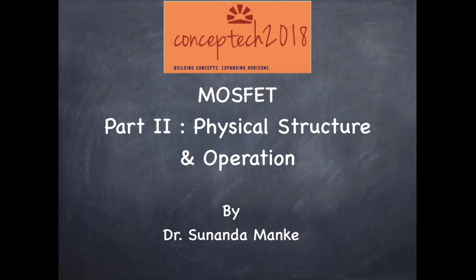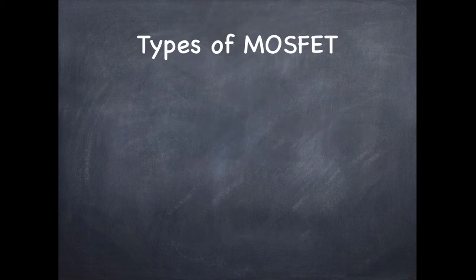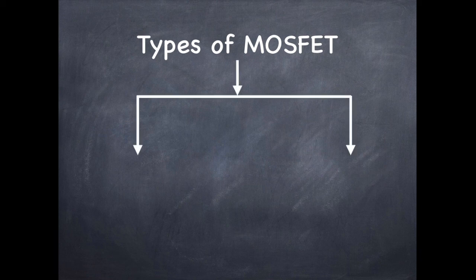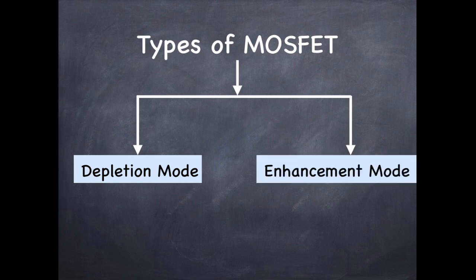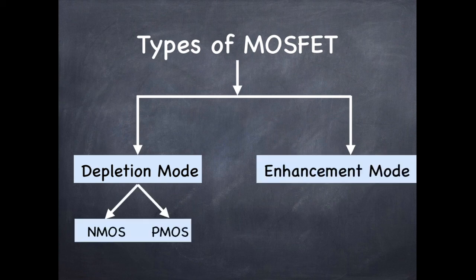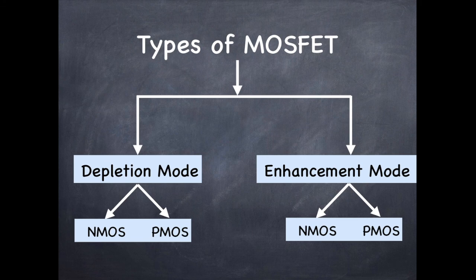We are moving step by step towards analog and digital circuits using MOS and VLSI design. We are going to cover the structure of both the types of MOSFET. So we'll start with the types of MOSFET. We have depletion mode MOSFET and enhancement mode MOSFET. In both the types we have N channel and P channel MOSFETs.